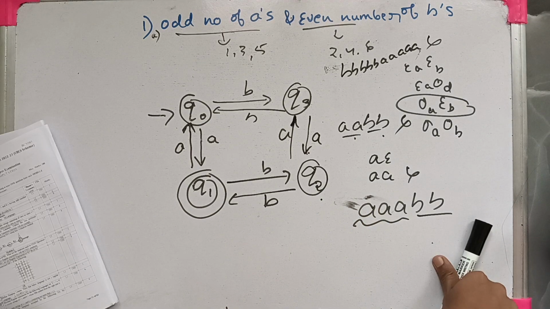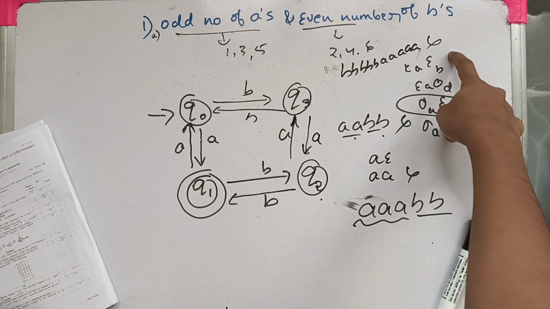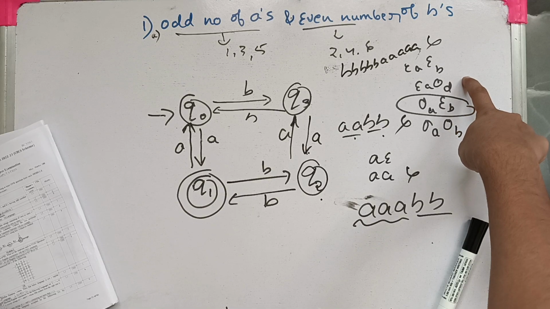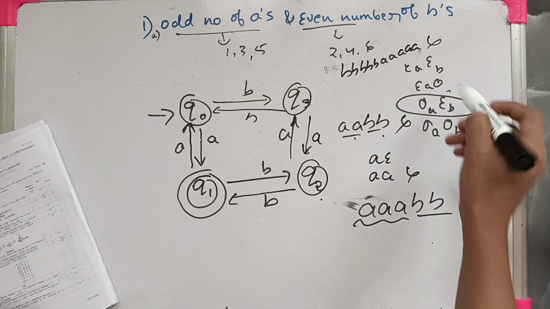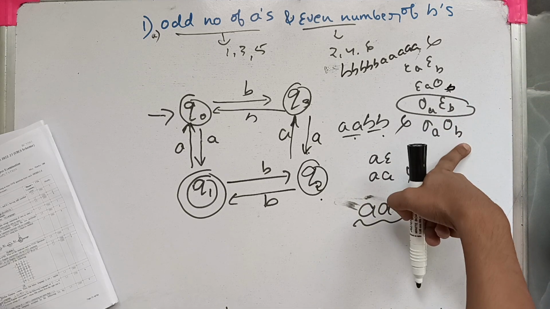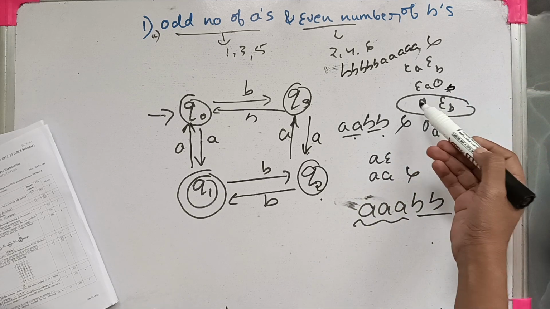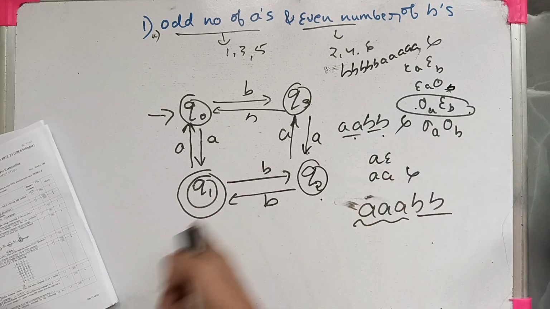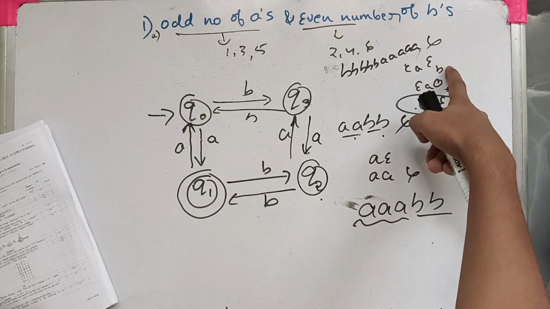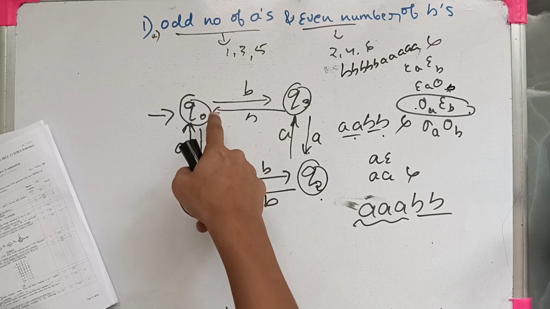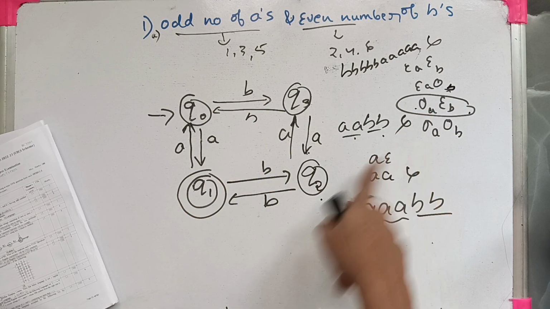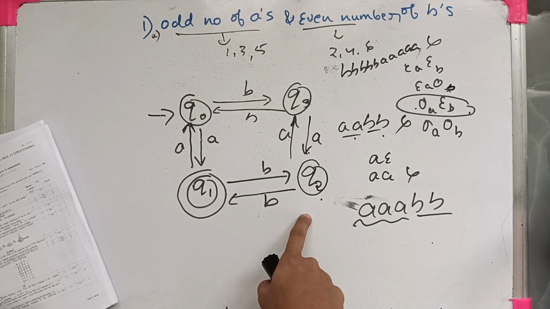Okay. We tried all the cases, that is even A even B, even A odd B, odd A even B, odd A odd B. Okay. If they ask odd A and even B, then your final state is this. If they ask even A, even B, then your final state is going to be this. Next is odd A, odd B, the final state is this. Okay.